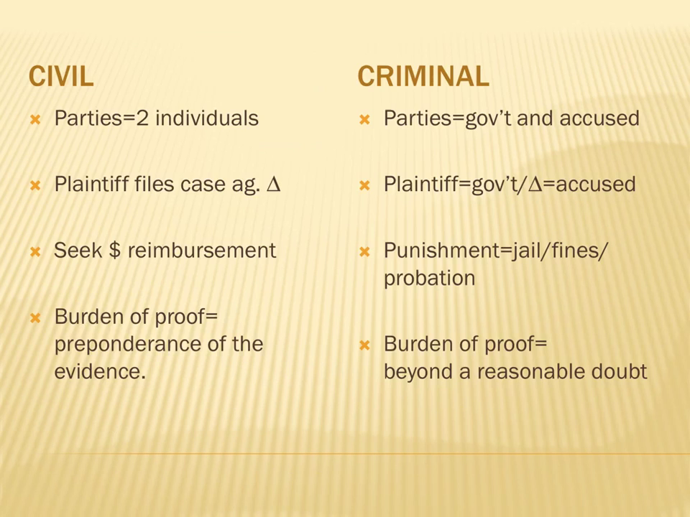The burden of proof is also different. In a civil case, the plaintiff only has to prove his or her case by a preponderance of the evidence, which is slightly more than 50%. Whereas in a criminal case, the burden of proof for the prosecution is beyond a reasonable doubt, which is a much higher threshold.